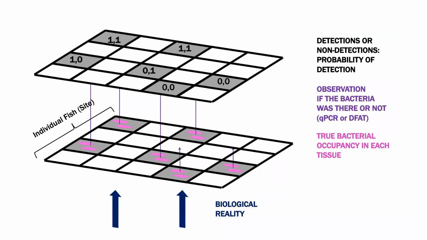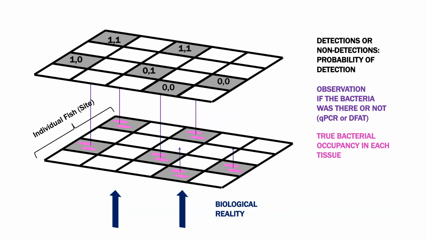So typically in a traditional occupancy model, there's some underlying biological reality of occupancy that we do not know at a site. And so our site is defined as an individual fish. Then we try to detect or observe the presence of the species among the patches in a site. In our case, R cell among different tissues, which is the patches in the fish, again, which is the site. And so we do this with some detection process. Here we have qPCR and DFAT, which then gives rise to our presence and absence data of 1s and 0s, and this is completed with at least 2 or more surveys.